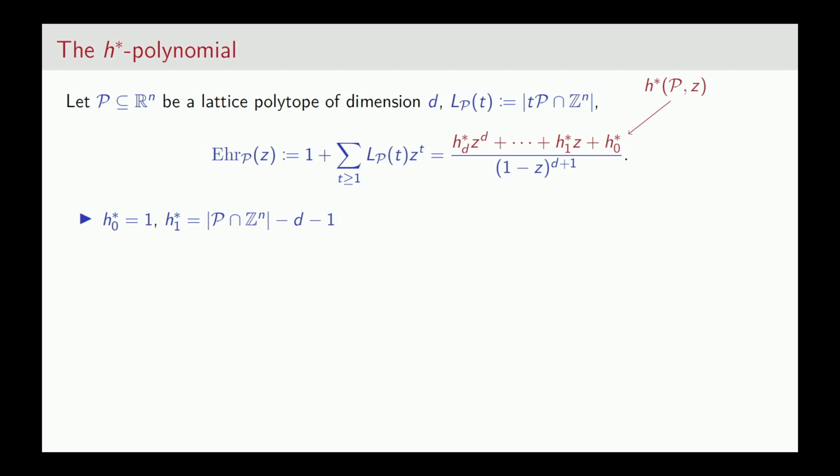So what else do we know? First of all, the coefficient h_0 star is always 1. The coefficient h_1 star is always the number of lattice points minus the dimension minus 1. This we can just explicitly write down. If you plug in 1, as I just said, it's the normalized volume, so it's the usual volume multiplied by d factorial. In this sense, the h-star polynomial refines the volume. And then there is this beautiful theorem by Stanley, who showed that these numbers are not only integers, but they are also non-negative.